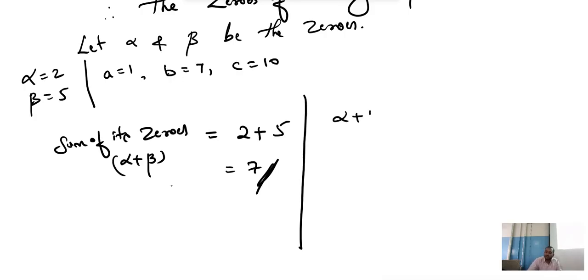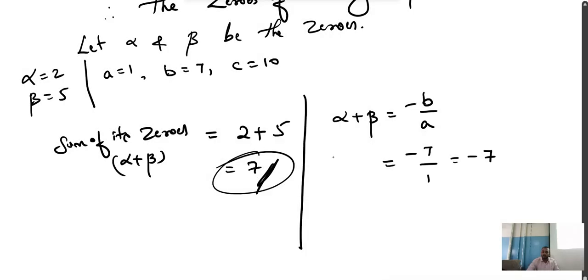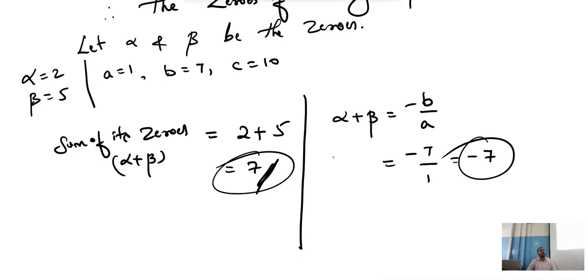Here let me use the formula. Alpha plus beta equals minus b by a, the formula is minus. What is the value of b? 7. A value 1. Minus 7 by 1 is minus 7. What's wrong? What have we done wrong? See, here we are getting 7, right? Here we are getting minus 7. How come? Sir, it's 7, sir.